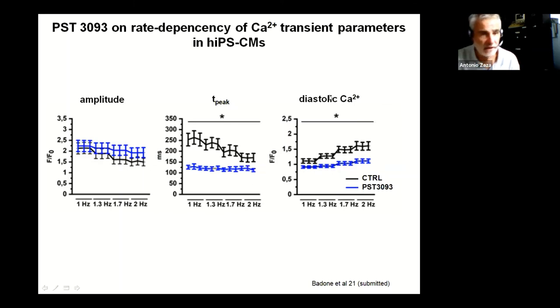What about diastolic calcium, which is of course very much affected by how fast calcium is reuptaken by the SR? And you see here that under control condition, there was a clear buildup of calcium with increasing rate. So more calcium in the cytosol when the rate goes up. Whereas this was not the case when the drug was applied, the curve was practically flat. Again, a sign of improved calcium uptake by the SR.